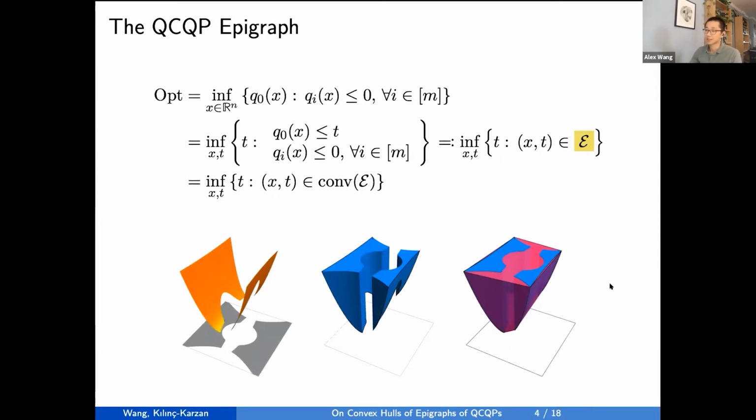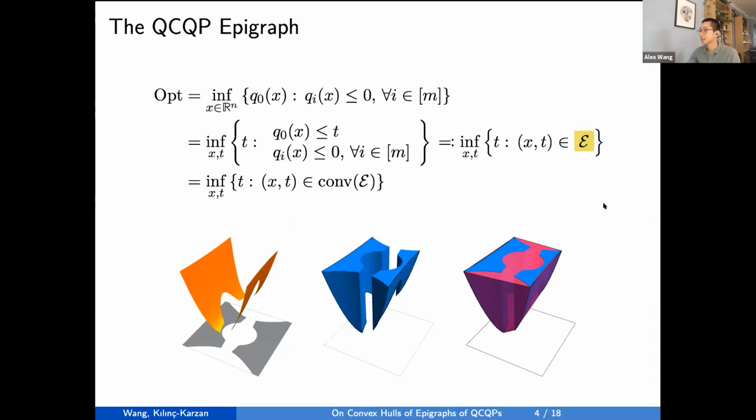It would be really nice if we had a simple description of the convex hull of this epigraph, because then we could hope to find the value of opt using the tools and techniques from convex optimization that we have. Unfortunately, this is probably a relatively difficult problem simply because QCQPs are NP-hard in general. But I'll be taking an alternate approach today. I'm going to start with a guess for what I think this convex hull should look like, and then we're going to try to determine some sufficient conditions that guarantee that my guess is actually correct.